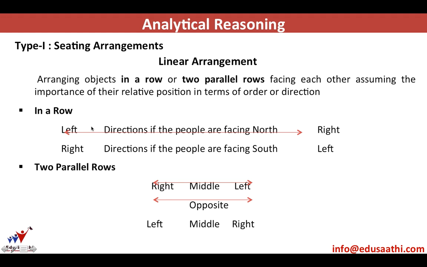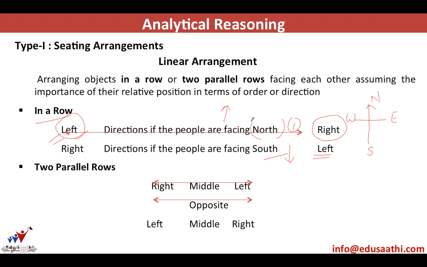Now, a few things that you need to take care of. In linear arrangement, there are two types. One, there will be a single row. If people are facing north, this is our first case. If people are facing north, then this is the direction: north, south, west, and east. So if people are facing north, their left would be towards your left and right would be towards your right. It means any person who's facing north is facing the same direction where you are facing. A person facing south would be your mirror image. So your left and his left would be different. Your left would be this one, his left would be this one.